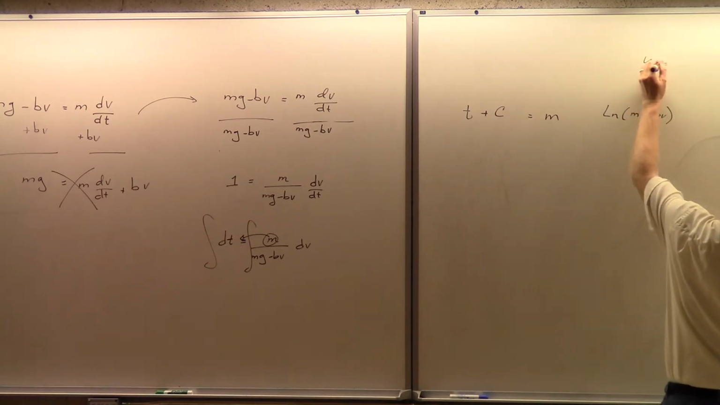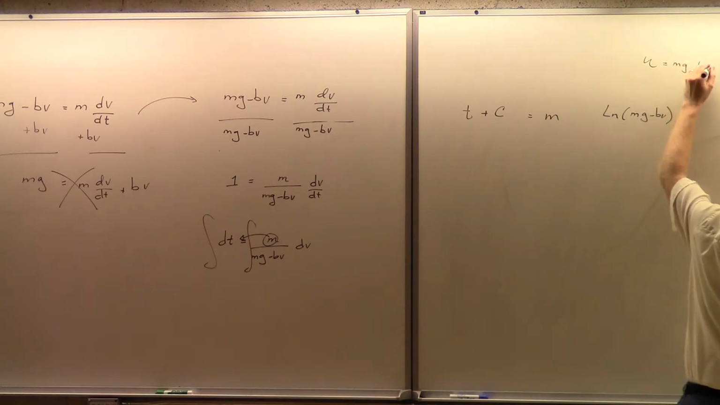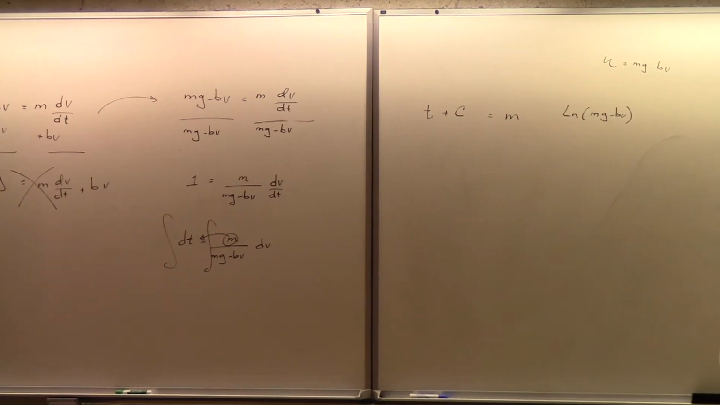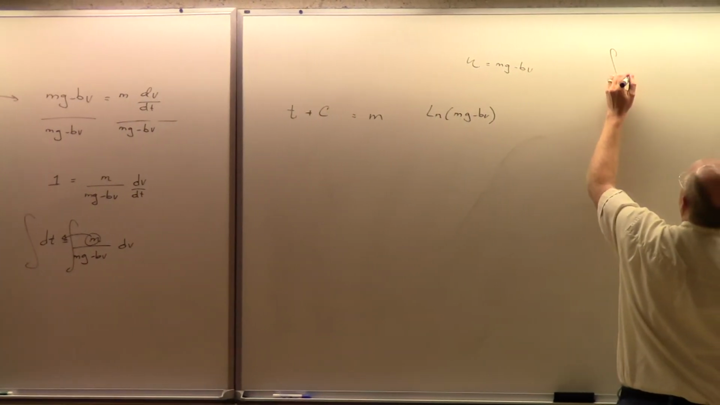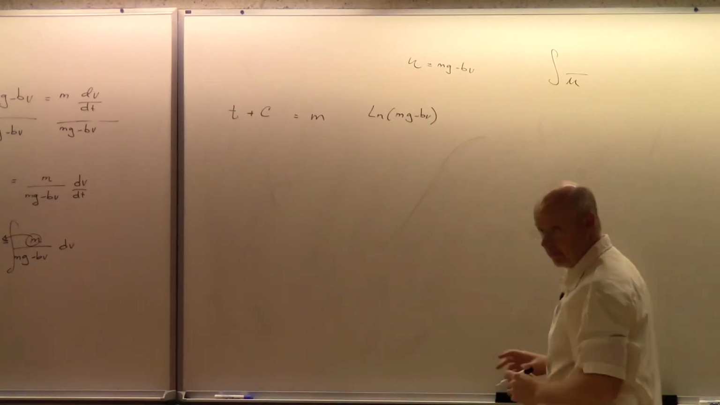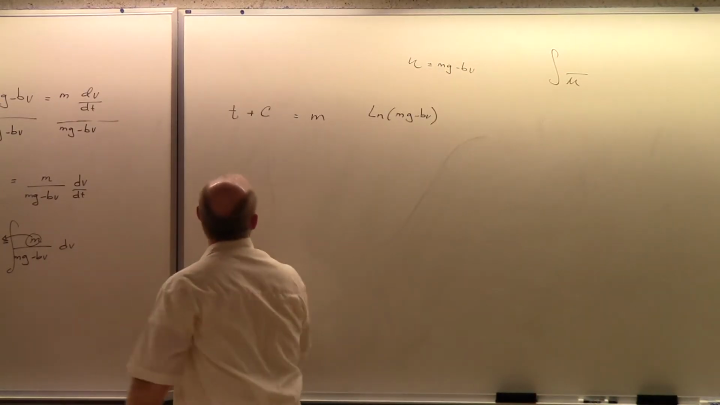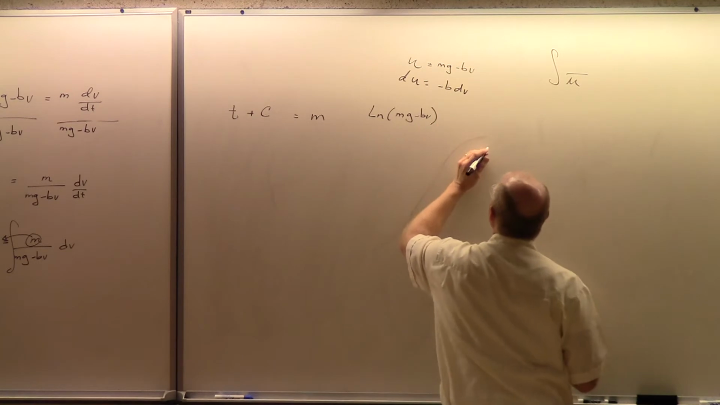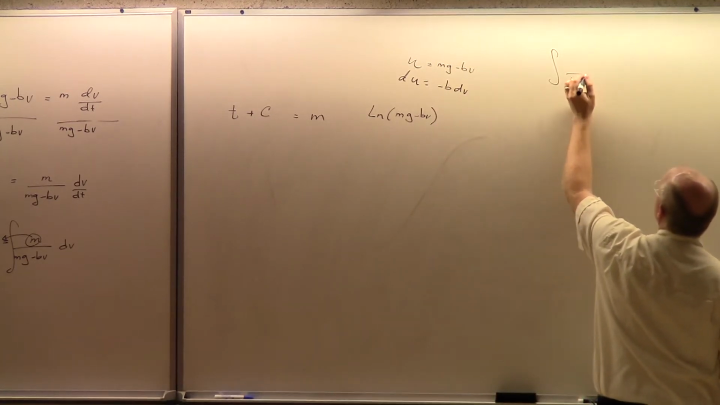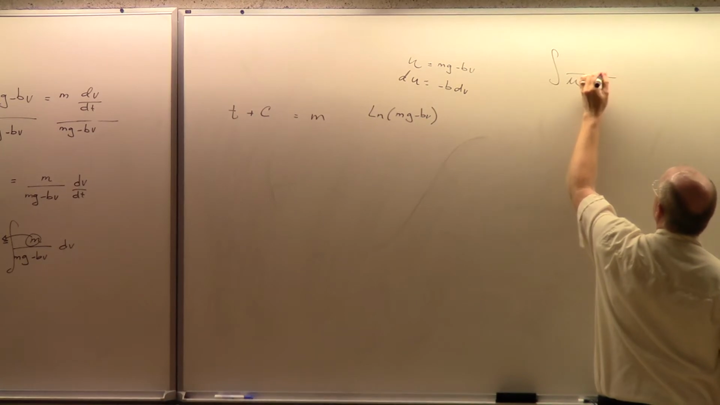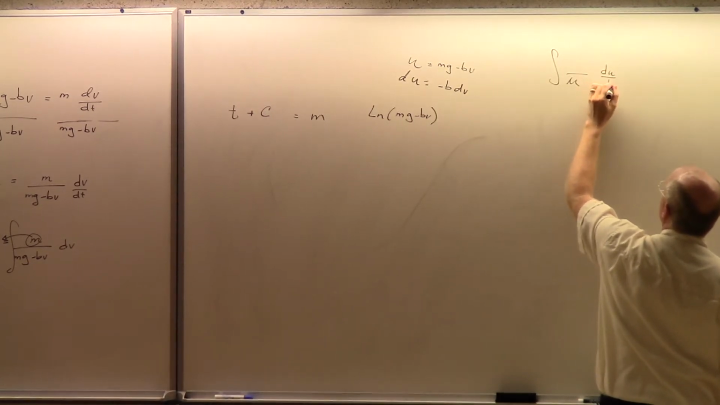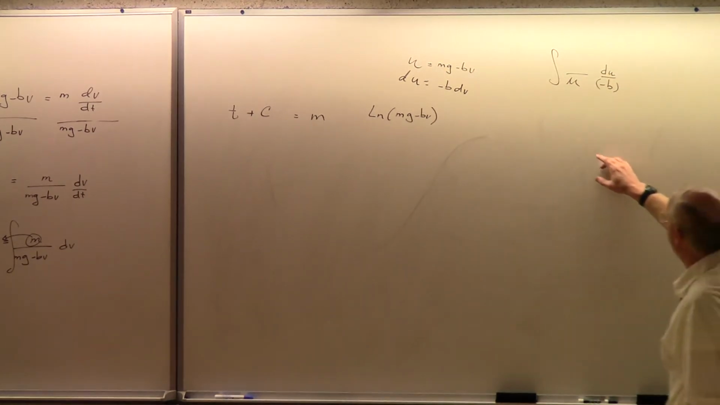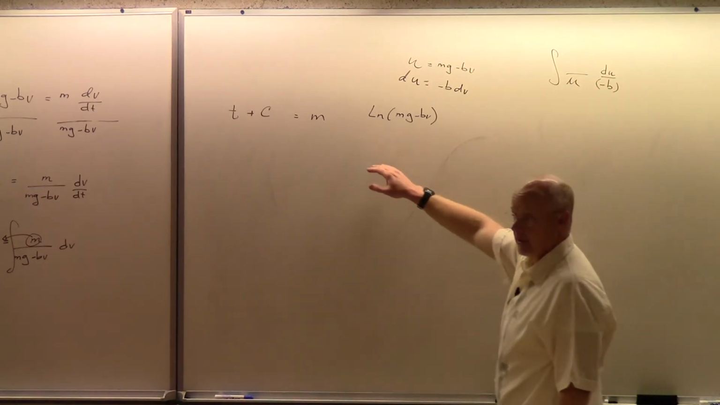I mean, if you call u equal mg minus bv, that's kind of how we do these u substitution ones, then you would have an integral of 1 over u downstairs, and then if you do your differential, the du is a minus b dv, so dv becomes a du over a negative b, right? And now you've got your du over u, which is your natural log.